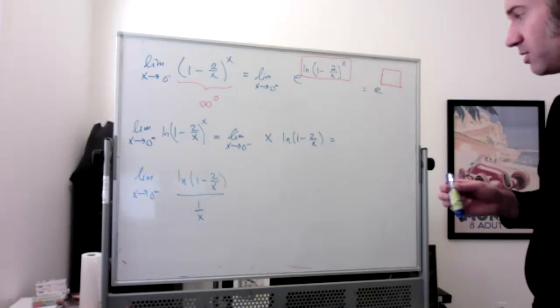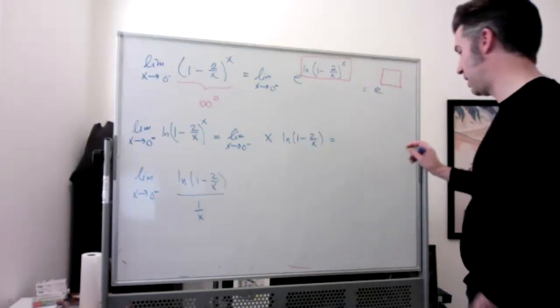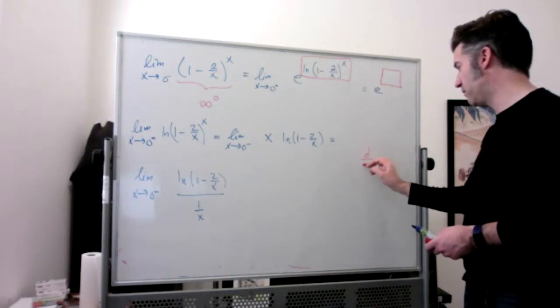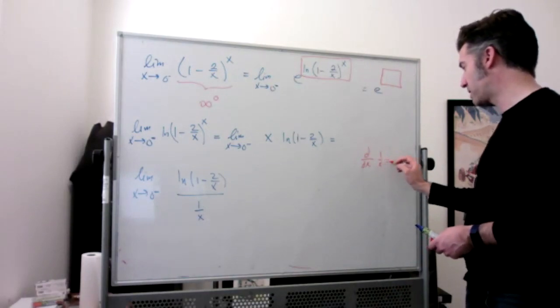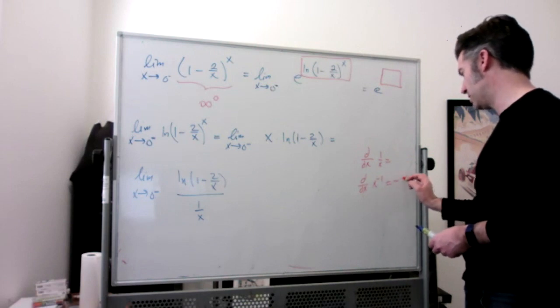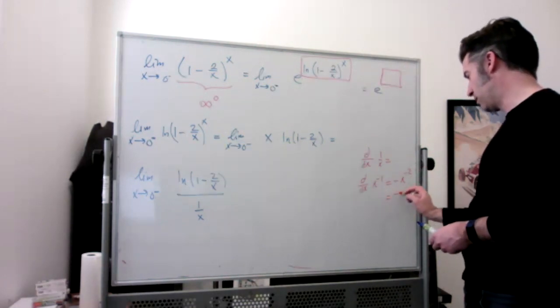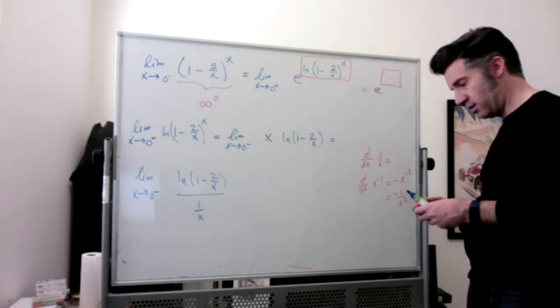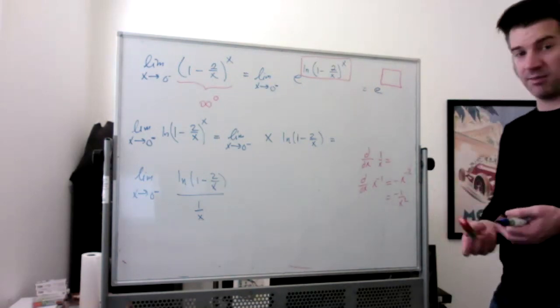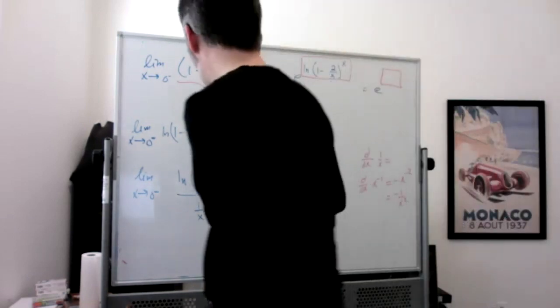So let's use L'Hopital's rule. I'm going to remind everybody off to the side here real quick that the derivative of 1 over x is the derivative of x to the minus 1, which is minus x to the minus 2, which is minus 1 over x squared. So the derivative of something over x is minus 1 over x squared times that something.